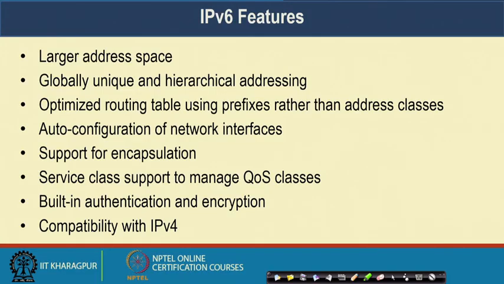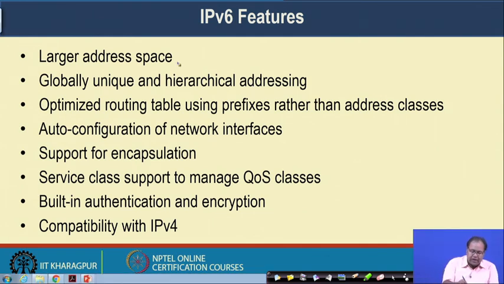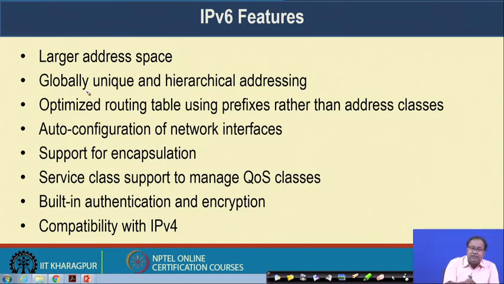So, the basic features of IPv6 are as follows. First of all, it supports a larger address space compared to the 32-bit address in IPv4. We have 128-bit addresses in IPv6. Then it uses a mechanism called globally unique and hierarchical addressing for an efficient routing mechanism.